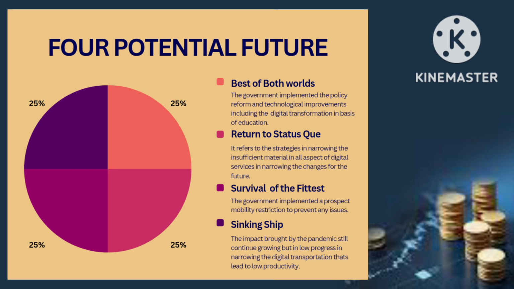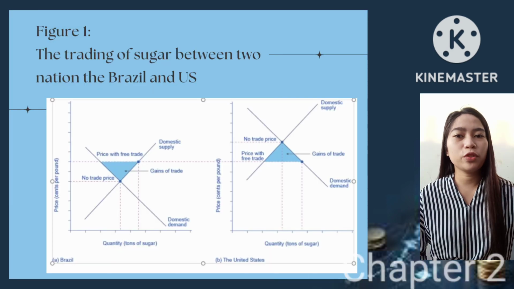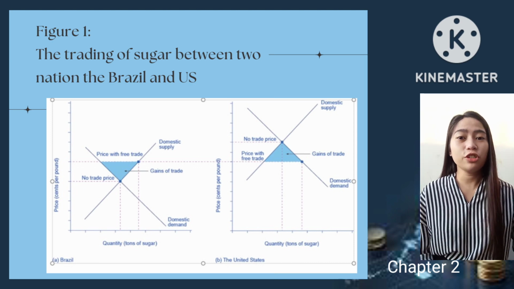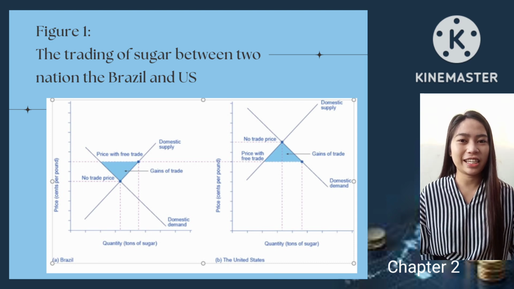The impact brought by the pandemic still continues to grow, but with low progress in narrowing the digital transformation, that leads to low productivity that indicates the resources. All in all, those four alternatives serve as inspiration and new transition that the government needs to develop to reopen or build some agility to improve some issues together as people recover, helping each other just to reach the goals for an economy. In Chapter 2, we learn also the introduction of international economics.